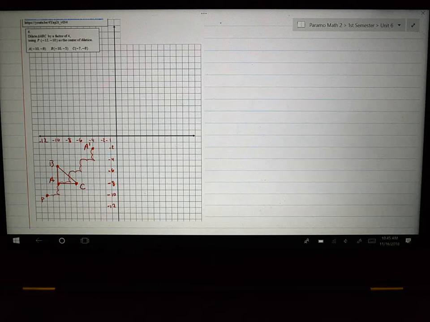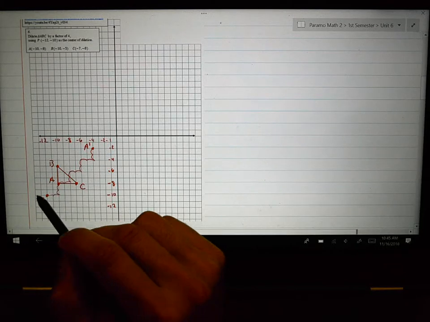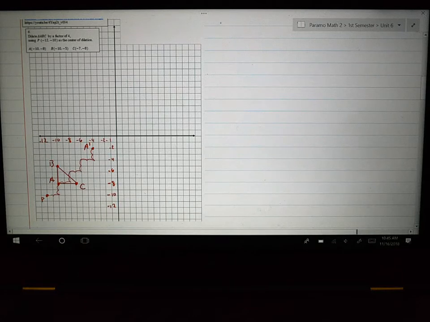A scale factor of 1 would put it right back in its same spot. But 4 times, we go 1, 2, 3, 4 of those. And that's where we got A prime. How are we going to get to C?